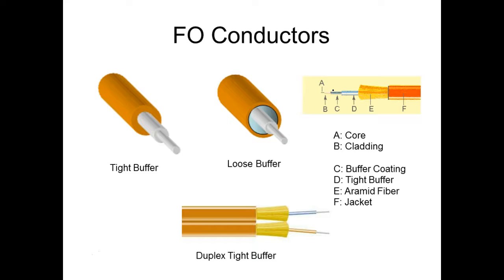Now the actual conductor consists of a what? A jacket. Then we have a what? Armored fiber. Then we have what we call a buffer coating. This is going to be plastic. And then we're going to have a what? No, something's off, guys. You got a tight buffer in the buffer. No, the buffer coating is around the glass itself. The jacket is on the outside.